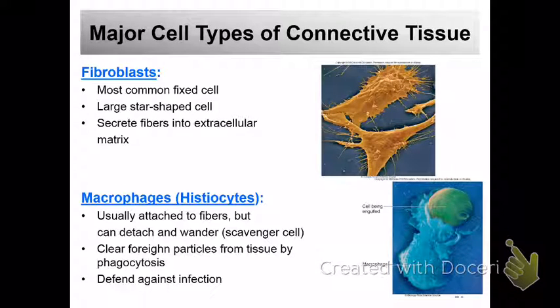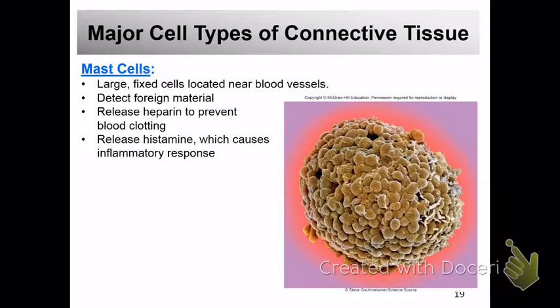phage means eat, so they're big eaters. So they're cells that will engulf or take in an infection like a bacteria, take it in and then destroy it. And so usually attached to fibers, but they can wander around in the blood. They clear foreign particles like bacteria and things like that. And so they help you with infection.